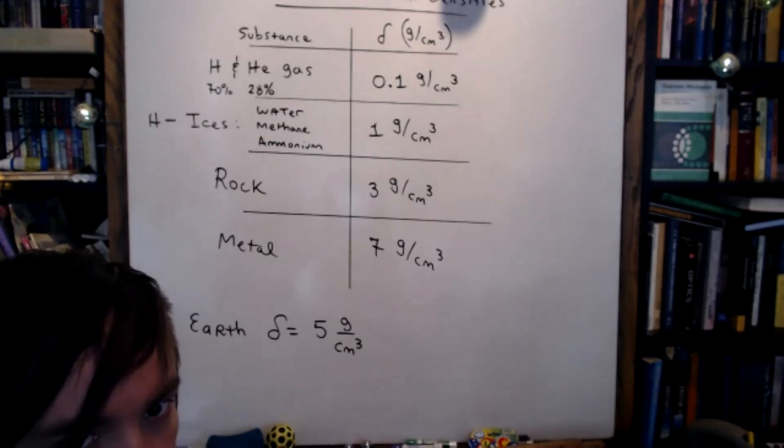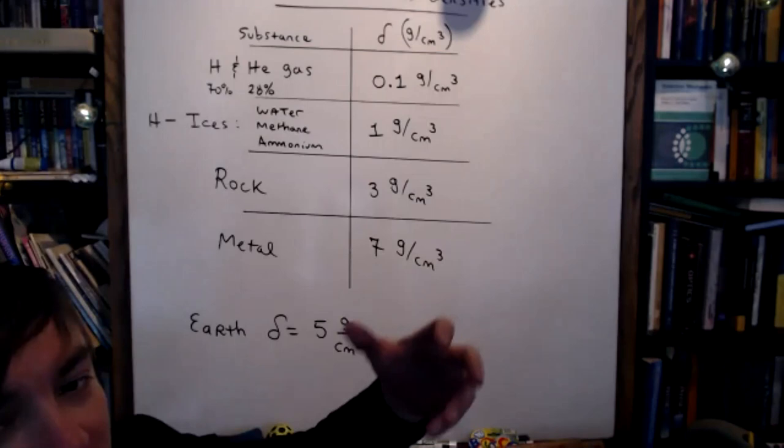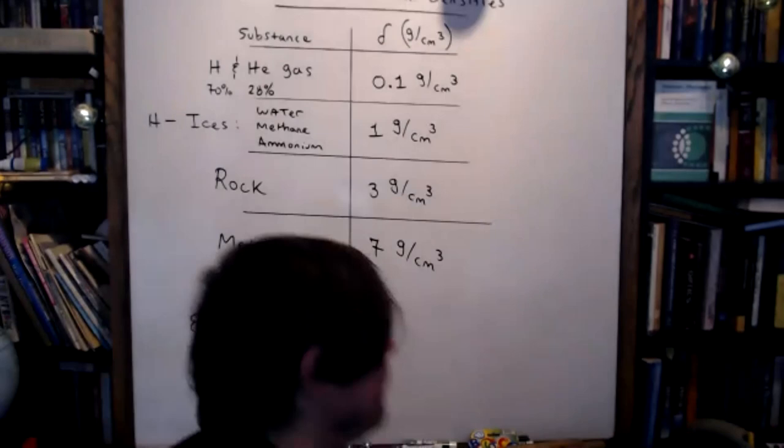That it has more of a density than rock and less than metal. Or in other words, Bella, it must be made up of rock and metal in between. That's right. It's a mixture of rock and metal.